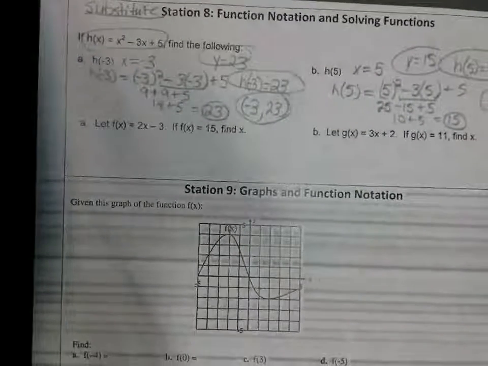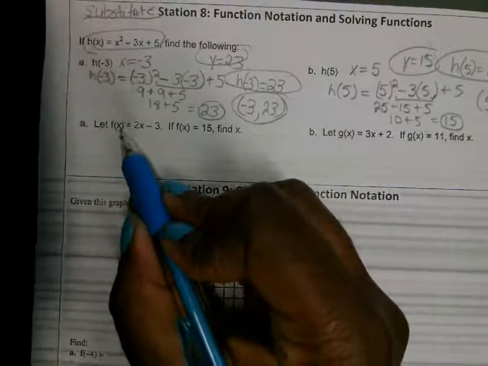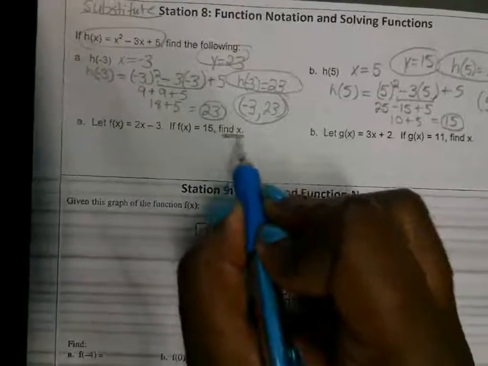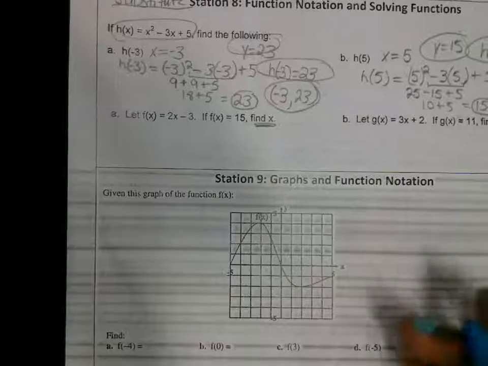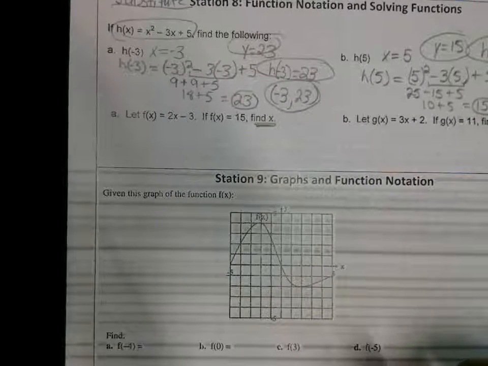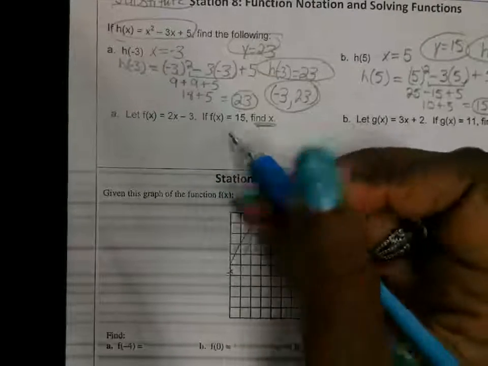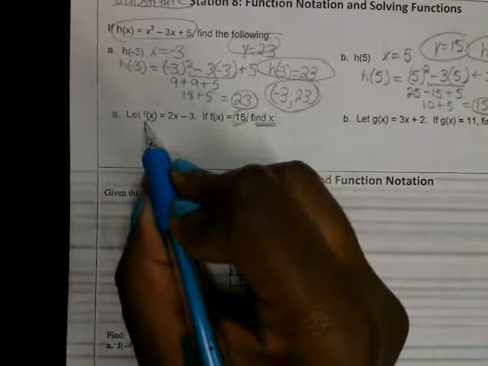All right, let's look at this. What are they asking us for here? It's saying f of x. They don't give us x this time. They want you to find x. How do you find x here? You substitute f of x. What are you replacing f of x with? 15. So replace f of x with 15.